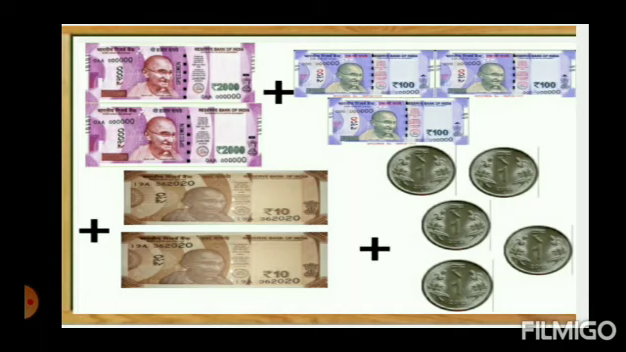Here, take an example. In your kiddie bank, there are 2 notes of 2000 rupees, 3 notes of 100 rupees, 2 notes of 10 rupees and 5 coins of 1 rupee. In total, how much amount do you have? Let us take the denomination of these notes and add together. We'll get the total amount.